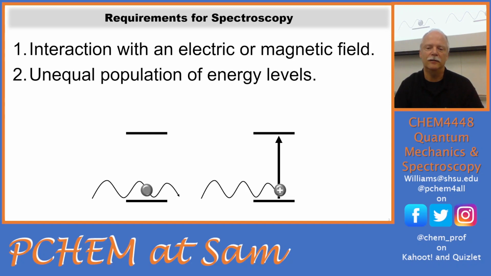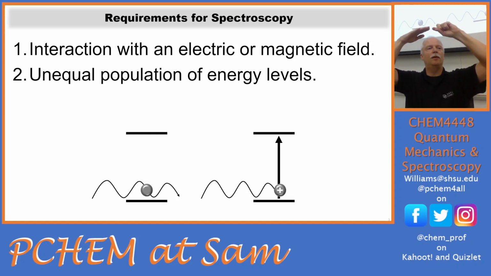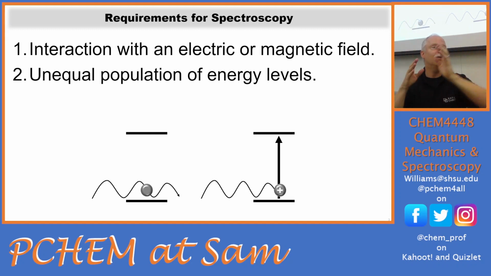And so this unequal population of levels, the more unequal it is, the stronger the signal. Because if you think about if absorption and emission have the same probability, then if the levels are 50-50, then you have a 50-50 chance of an atom going up to that energy level or an atom being emitted from that energy level. And so the signals cancel each other out.